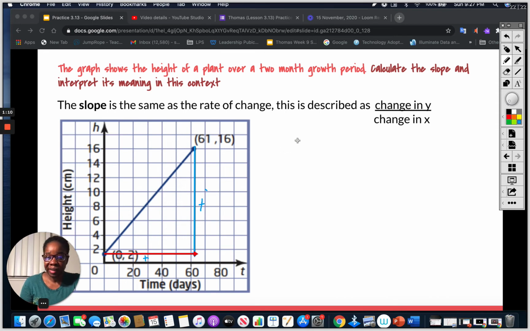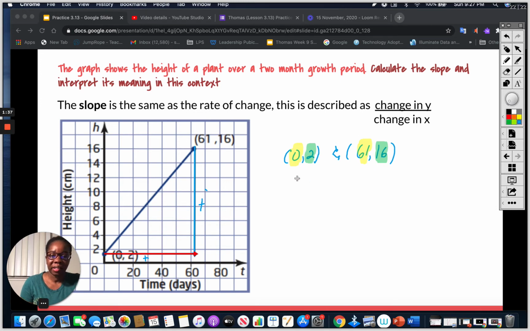So the 2 points that we're going to be using are the points (0, 2) and (61, 16). And as I have been doing, I am going to color code my x values, or x coordinates, and do the same for my y.